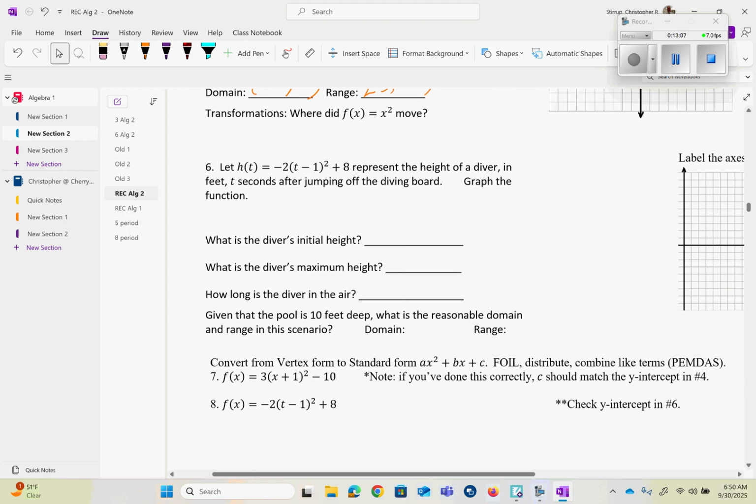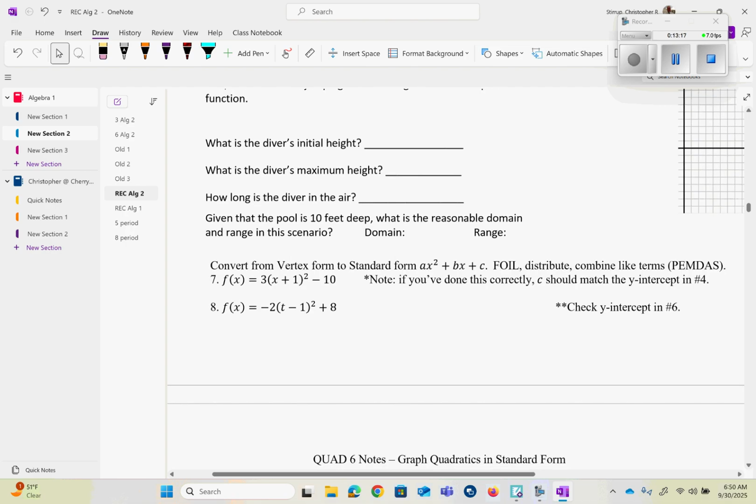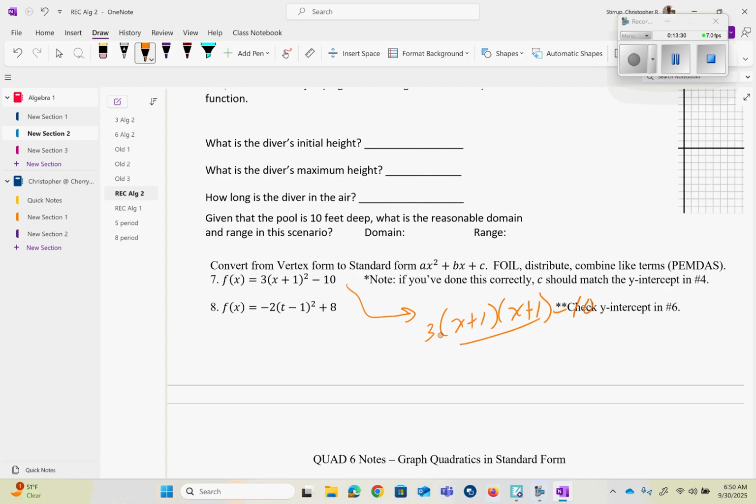All right, so this one you can just work on. Take a watch what your teacher does on this one, and then convert these to standard form. Meaning I don't want to have parentheses, so I'll just do the first one. This is 3 times x plus 1, x plus 1, minus 10. FOIL this, that gives you x squared plus 2x plus 1. You multiply that by 3, so that becomes 3x squared plus 6x plus 3 minus 10, which is minus 7. That's yours on the first one.